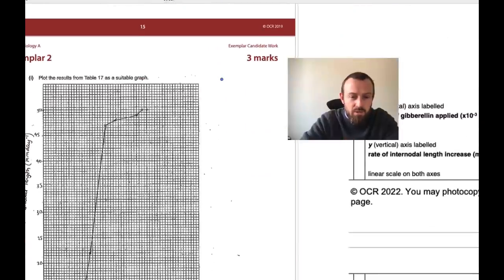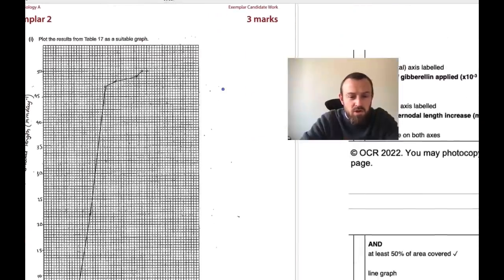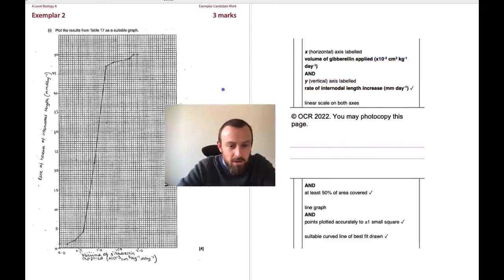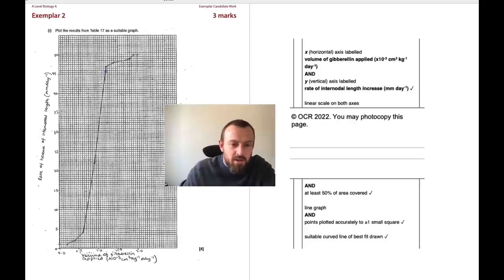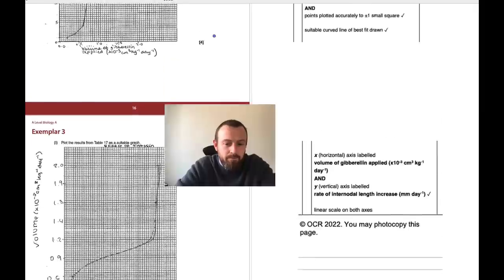Next one, this gets 3 marks. So what can you spot what's been done wrong here? Have you figured it out? Yeah? It's not a curve, okay? It's not a curve of best fit. The points are plotted accurately, but this person has done basically a dot to dot kind of thing up here, which has lost them 1 mark, so that's out of 3. Let's look at another one.